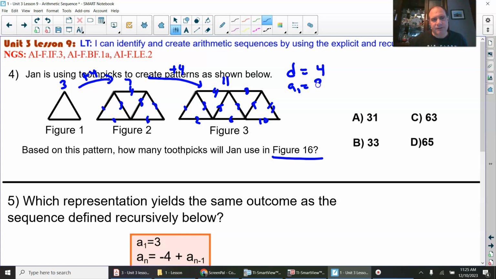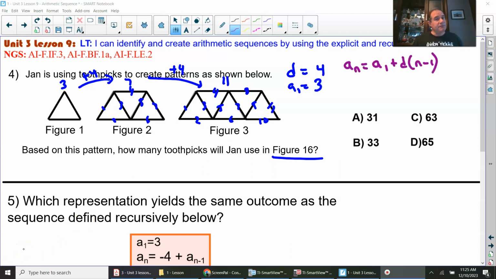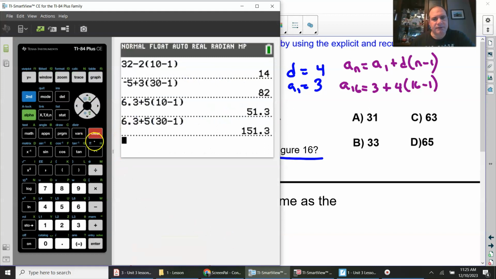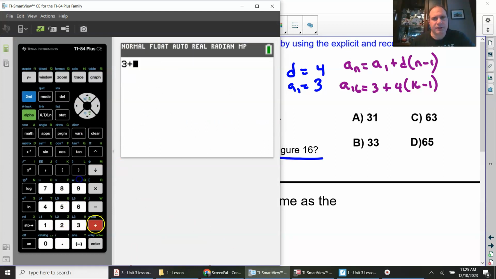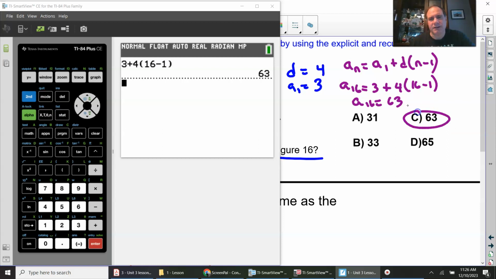A sub 1 is 3. And here's the formula, right? So a sub n equals a sub 1 plus d times n minus 1. We're looking for figure 16, so we're going to put a sub 16. The a sub 1 is still 3, the common difference is 4, and then 16 minus 1. So I'm going to grab my calculator instead of doing that by hand. I'm going to clear this out and do 3 plus 4 times 16 minus 1, which is 15. And then we press enter and we get 63. a sub 16 is 63, and C is your answer.